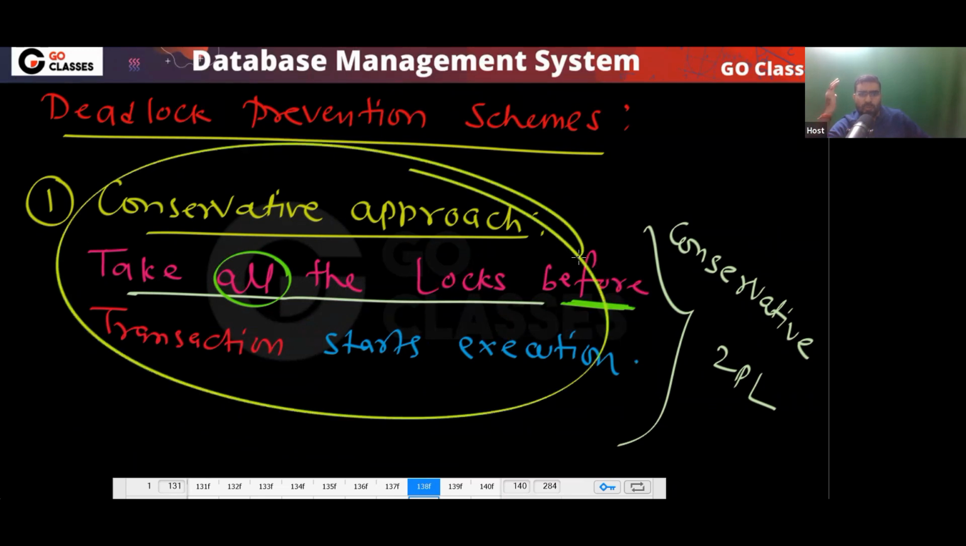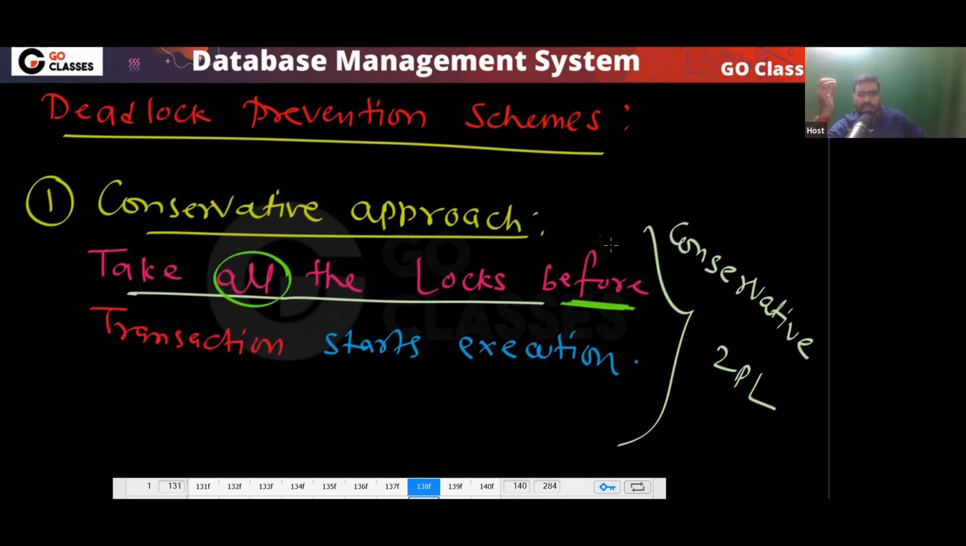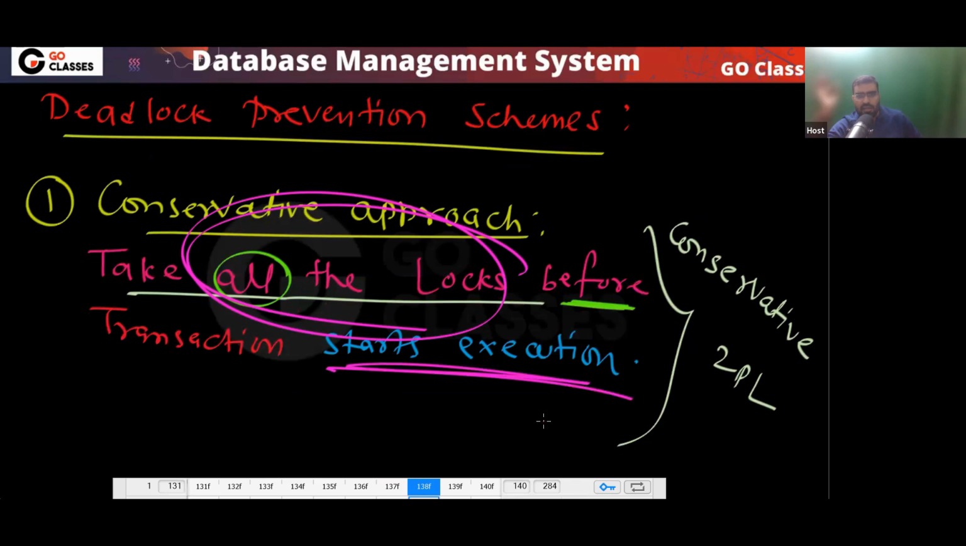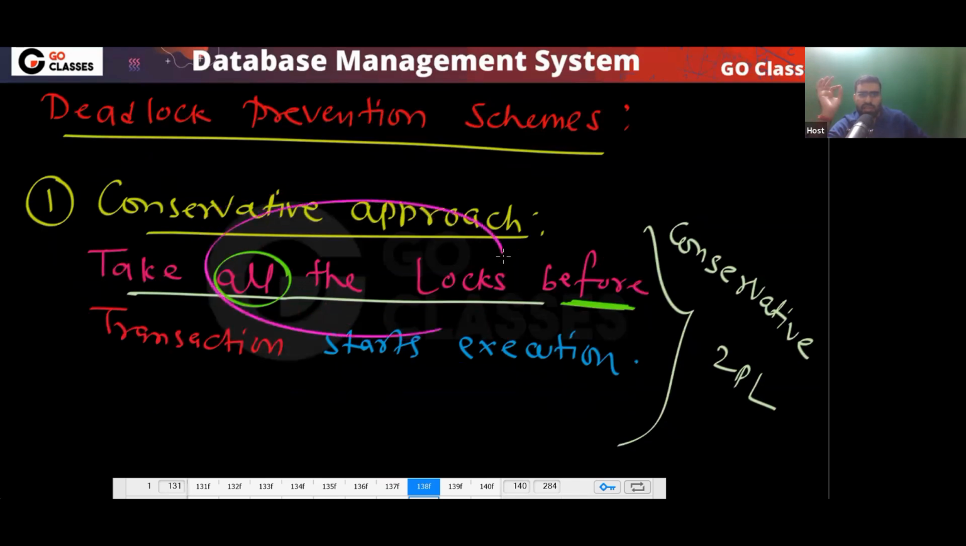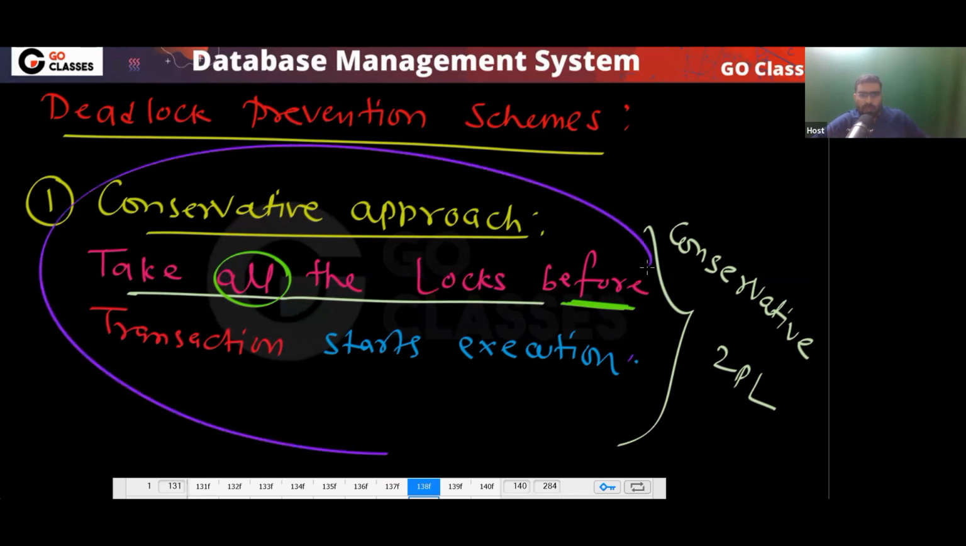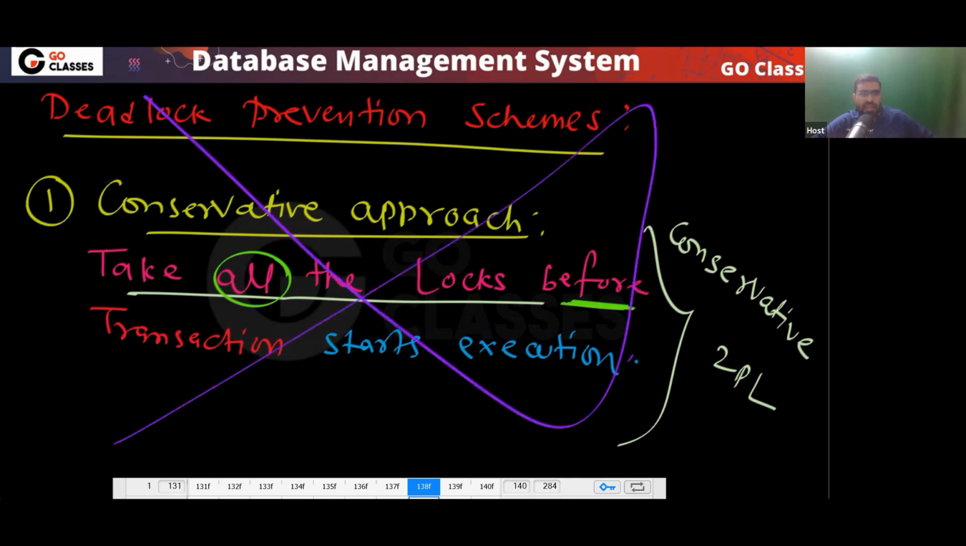Also in this approach, there is a problem of starvation, or I can say delay. Your transaction wants all the locks before starting, so it is possible that you will not get all the locks. That is the reason there is a possibility of starvation here, and this is not a practical approach, because before starting execution, sometimes we don't know what items or locks we will use. This is not used.